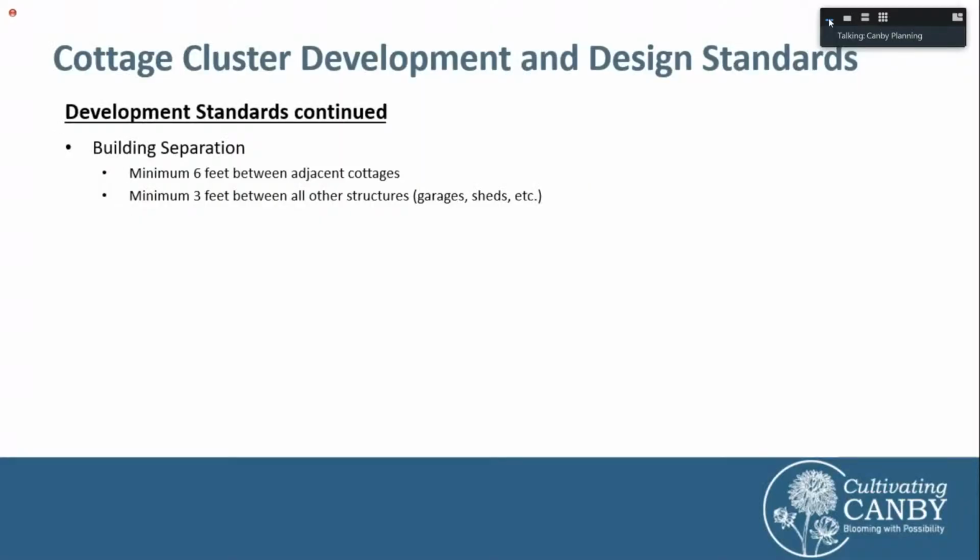All right. So building separation, we are proposing between adjacent cottages 6 feet. That's going back to your question earlier tonight about that fire code and looking at that minimum separation between structures. It is subjective. If you'd like more than that, we can definitely talk about it, but the idea behind that was to set that minimum target to allow those to be consistent with fire code.